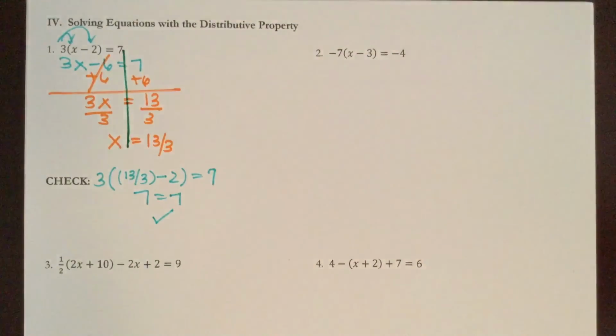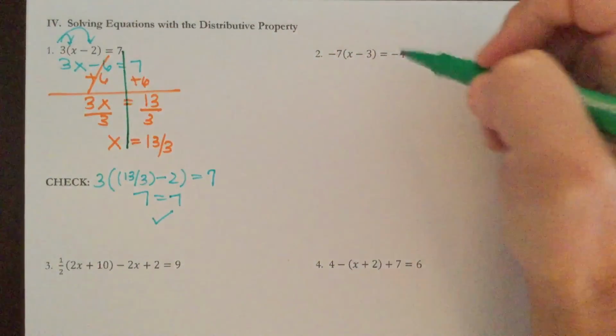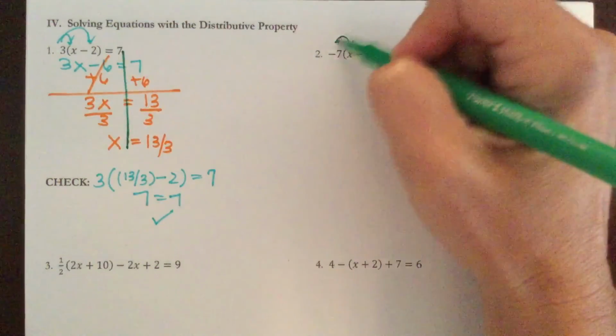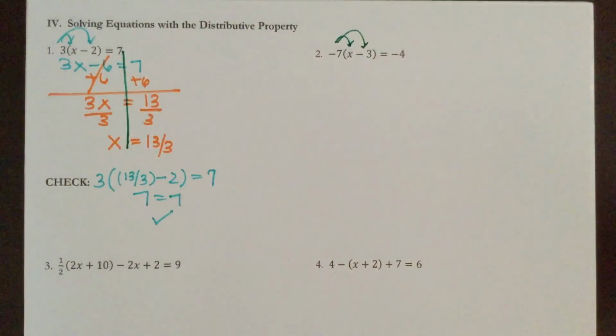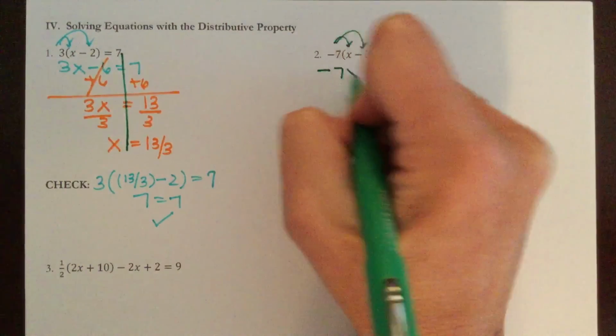Our next example. First step is to distribute. -7 is going to be distributed to both the x and the -3. The first part here is pretty simple. -7 times x makes -7x.